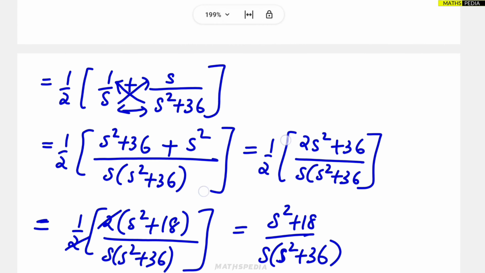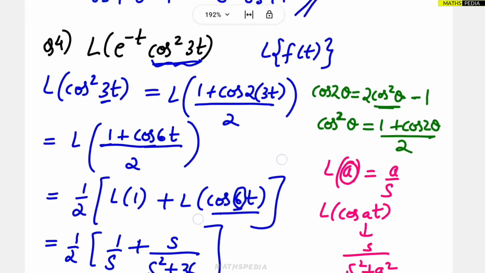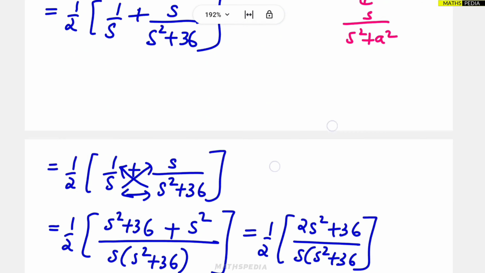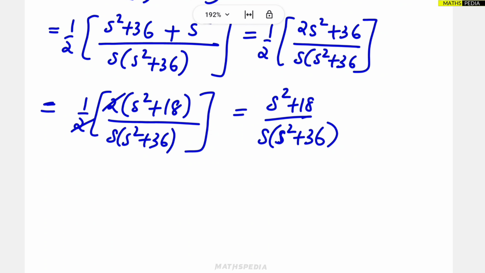This is a part of the question, right? We found out only this part, the function of t part, which is cos square 3t, whose Laplace transform we found out. But we have to multiply with what? e power minus t also. So what change will happen here? Let us try to analyze.